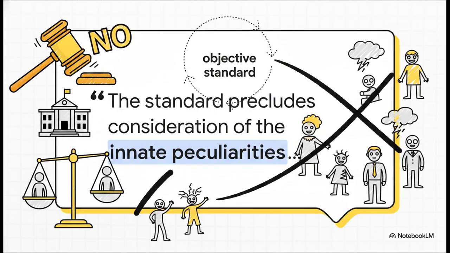The standard here is strictly objective. The provocation must be enough to cause an ordinary, reasonable person to lose control. The law outright precludes consideration of the innate peculiarities of the individual defendant. Think about it. If we allowed everyone's personal short fuses to dictate the law, the objective standard would completely collapse.